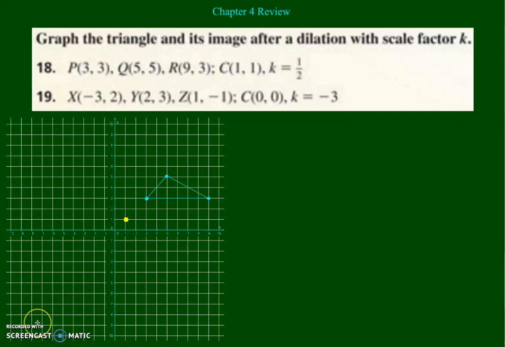Problem 18 deals with dilations. It says, graph the triangle and its image after a dilation with the scale factor k. So here we have P is 3,3, Q is 5,5, R is 9,3. The center of dilation is now 1,1, and the scale factor k is 1/2. So here's the center of dilation. Here are the 3 points that we're going to dilate.